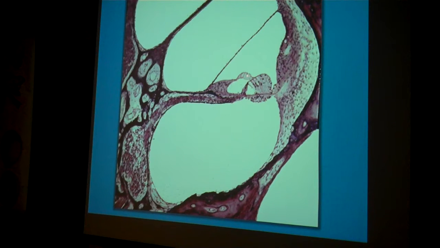This is the tectorial membrane. This is the basilar membrane down here. The actual hearing organ is called the organ of Corti, C-O-R-T-I. These cells around here, their main job is to keep the sodium, potassium, calcium levels just right so that these nerves can fire when they're moved.